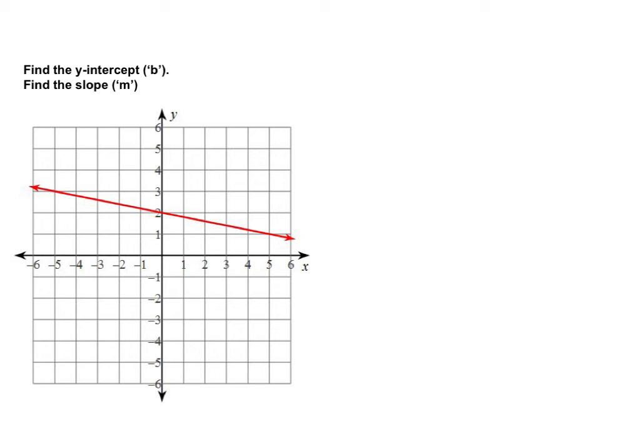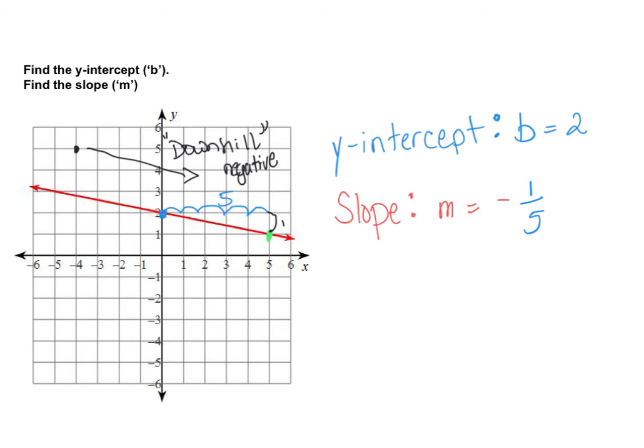Now see if you can try and find the y-intercept and the slope. Pause your video, see if you can find the y-intercept and slope, and then press play to see if you got your answer correct. Pause your video now. Your y-intercept would be b equals 2, and your slope is going to equal -1 over 5. Because our slope is going downhill, it must be negative. So a positive 1 over 5 would be incorrect.